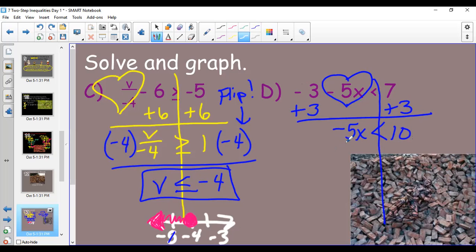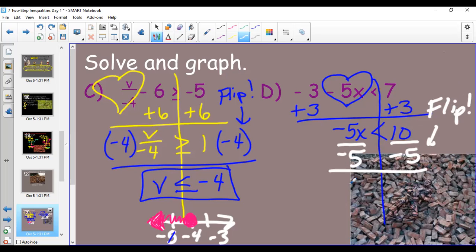However, whenever I divide both sides, I'm going to divide by a -5, and because I'm dividing by a negative, no matter what my answer is, if my answer is positive or negative, but because I divided both sides by a negative, I need to make sure I flip the inequality symbol. So it's going to be x is greater than -2.